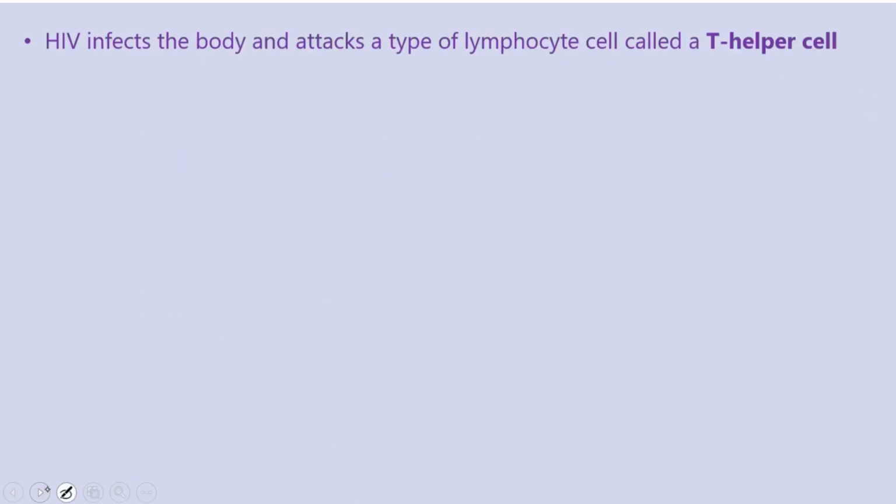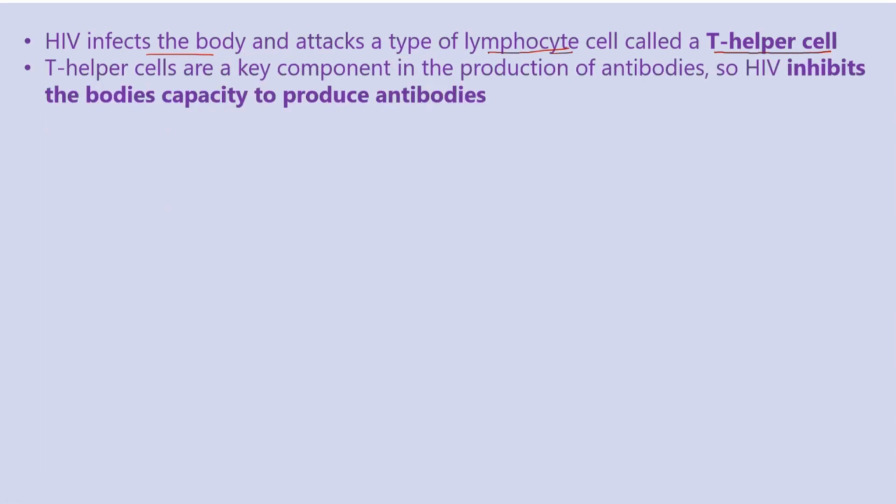Now let's see what happens when the HIV virus enters the body. Once the HIV virus infects the body, it attacks a type of lymphocyte cells. These are T helper cells. I told you already the role of T cells: T helper cells either fight the pathogen directly or help in the production of antibodies.